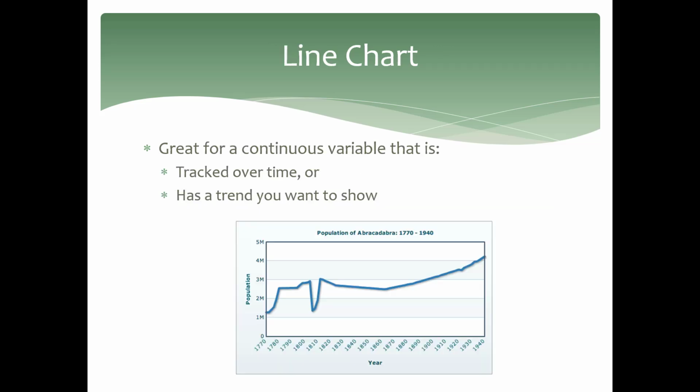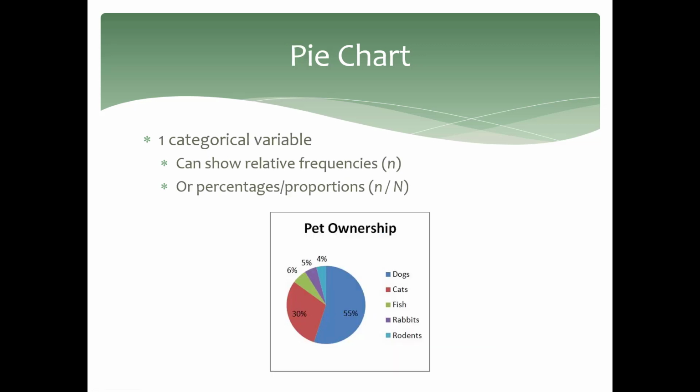Here's a line chart. And that's great for a continuous variable that's tracked over time or has a trend that you want to show. And then here's a pie chart. Yummy! Just kidding. So of course, this is where you have one categorical variable and you can show relative frequencies. So how many people belong to each category.